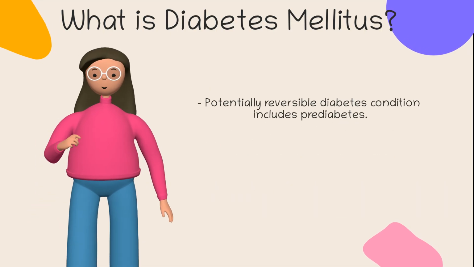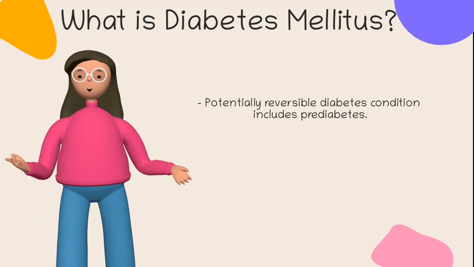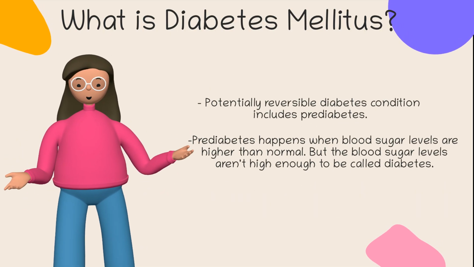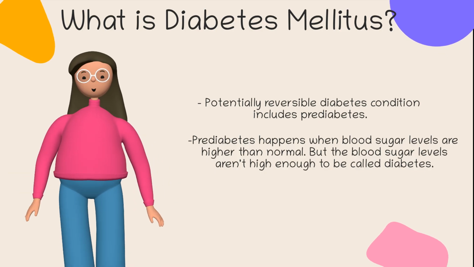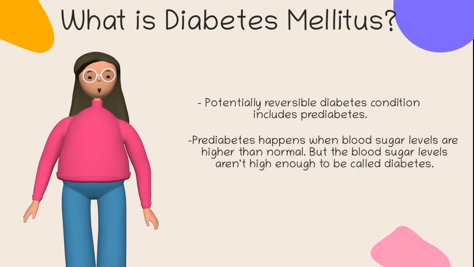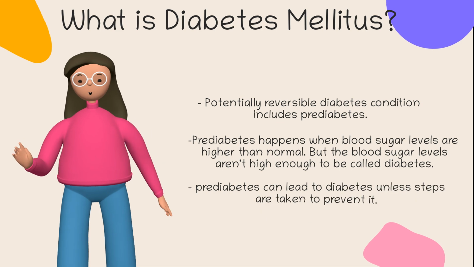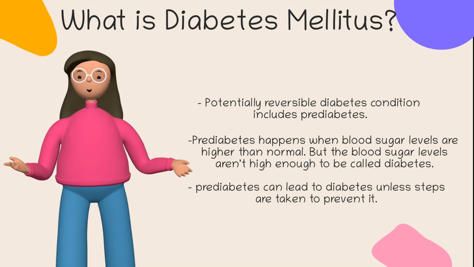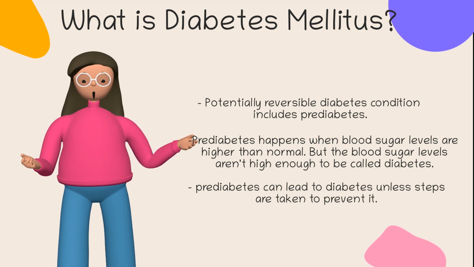Potentially reversible diabetes conditions include prediabetes. Prediabetes happens when blood sugar levels are higher than normal, but not high enough to be called diabetes, and prediabetes can lead to diabetes unless steps are taken to prevent it.